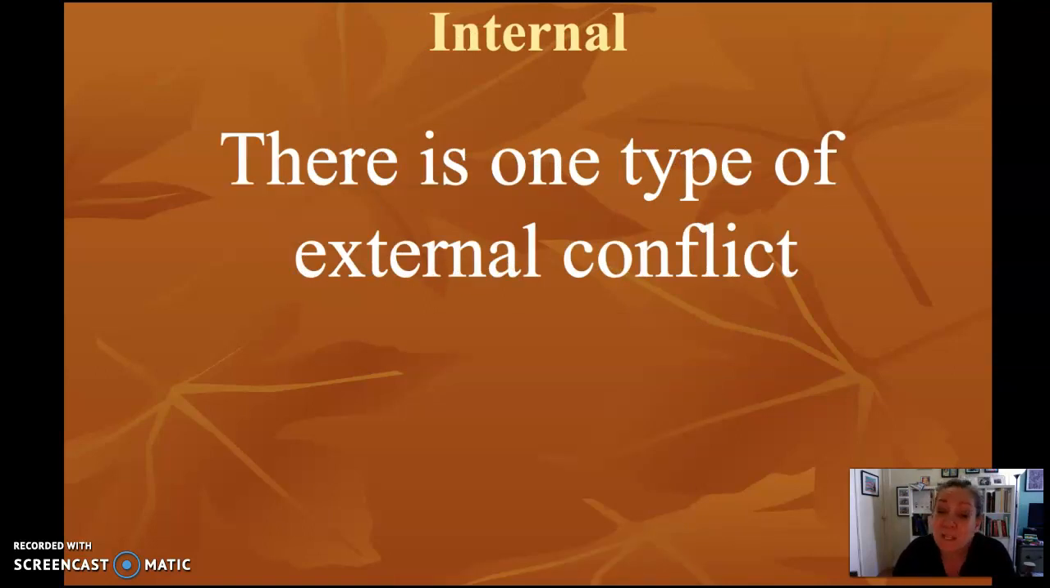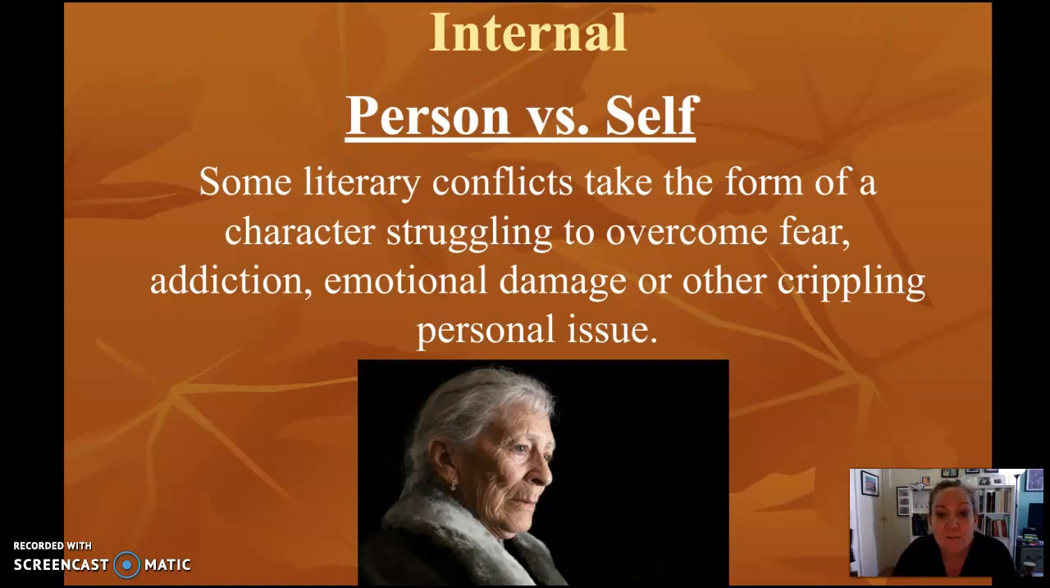All right, but there's only one type of internal conflict. That is person versus self. Some literary conflicts take the form of a character struggling to overcome fear, addiction, emotional damage, or some other crippling personal issue they're really struggling with. 13 Reasons Why would be an example of person versus self, right? Where she's got the suicidology and then he's listening to the tapes about it and having all his feelings, and it's all inside feelings. Even though there are external conflicts as well, the main story is about the internal one.